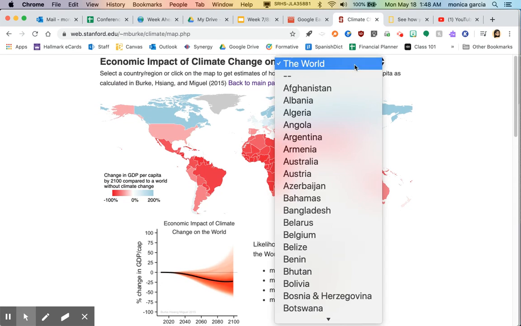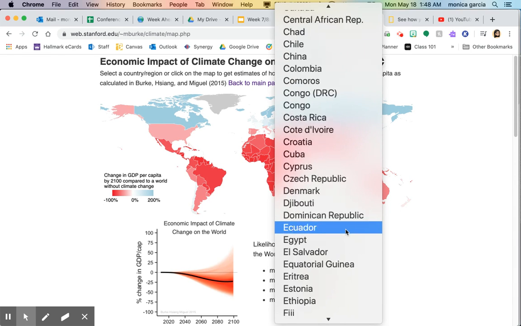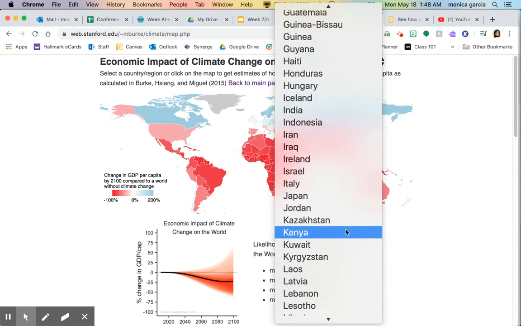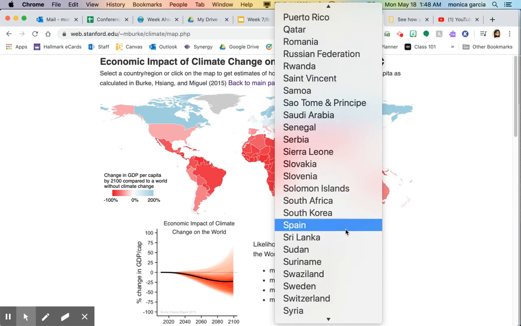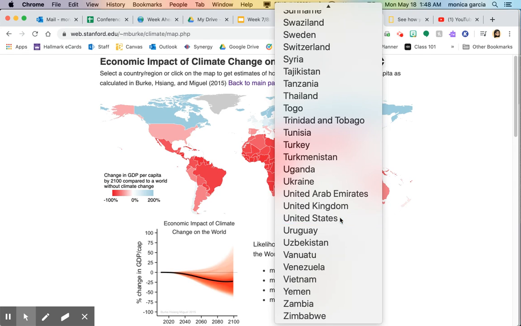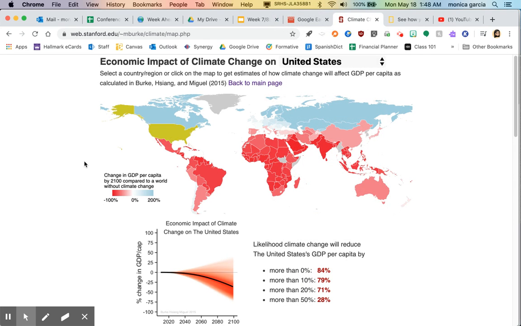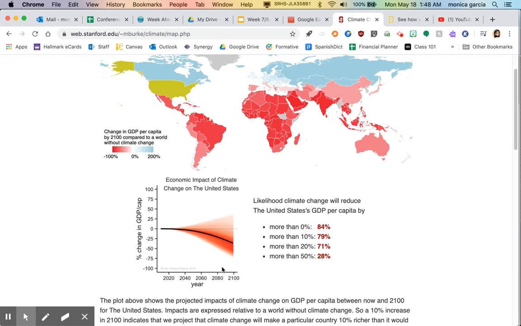So in order to look at how the GDP for your country is going to change, you're going to scroll through the menu here. Since we're using New York as our example, we're going to scroll down to the United States. You see that the United States is highlighted there, and the graph has changed. So in the United States, what we can expect is a decrease in GDP by about, I'd say, 30 to 40% by the year 2100, compared to a non-warming globe, or a globe that's not experiencing climate change.